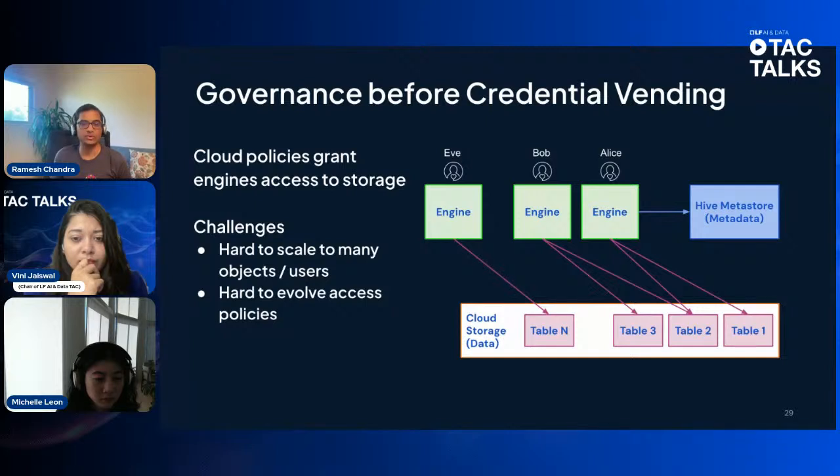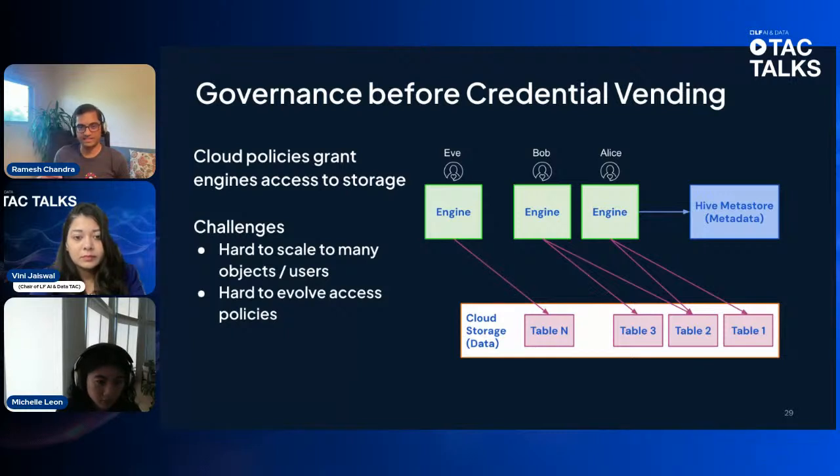scale to thousands of users and hundreds of thousands of objects, because now the administrator has to think about the higher level access entitlements that the user has, map them down to the corresponding storage access policies, and define those policies. For example, the administrator needs to understand that Alice has access to table 1 and table 2, Eve has access to table N, and then correspondingly create the instance profiles and attach them to the engines that Alice and Eve are using. So this becomes very complicated for an administrator of a large organization.